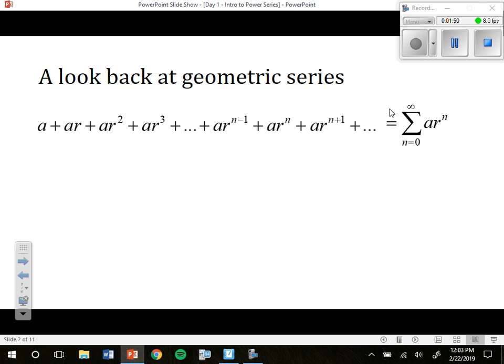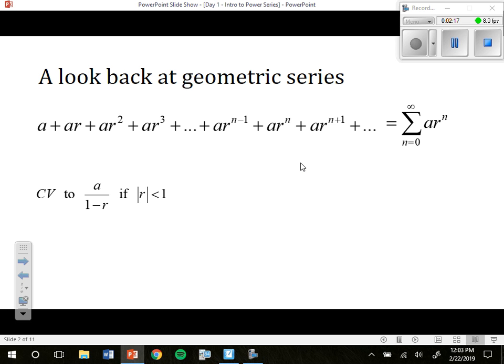Does a geometric series converge? Sometimes. When does it converge? When the absolute value of r is less than 1. That's when it converges. You'd add up all these terms and you'd approach a number. What does it converge to if it converges? A over 1 minus r. So it converges to a over 1 minus r if the absolute value of r is less than 1.